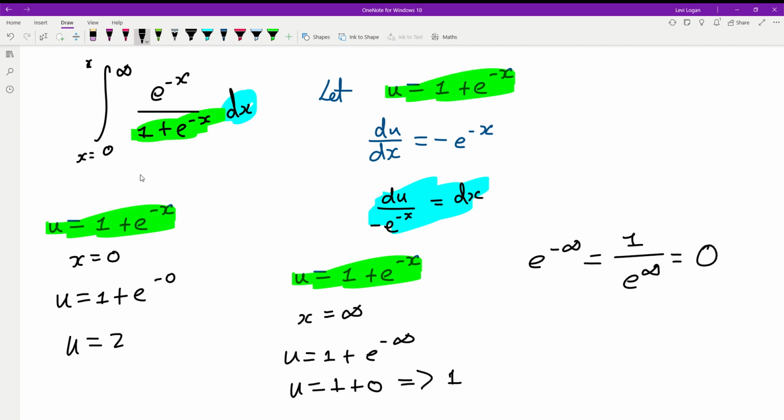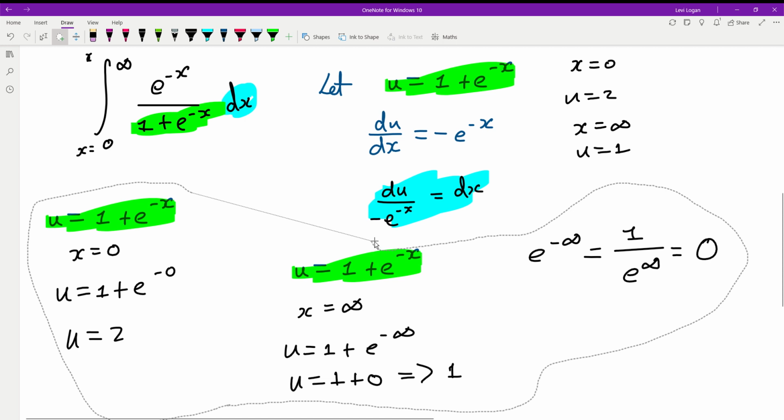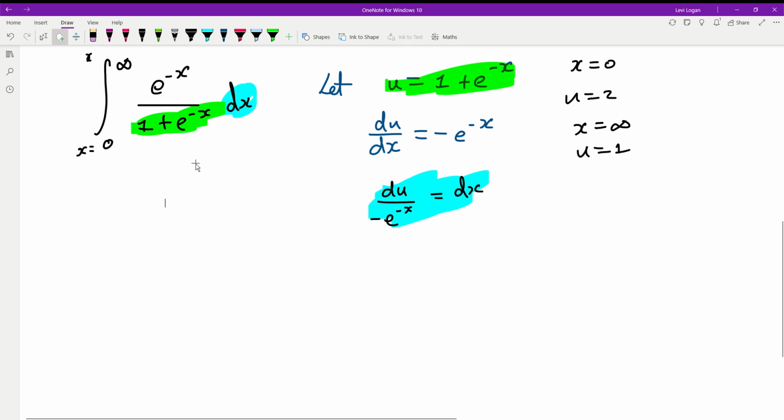So when we make this substitution, and we have run out of room, let's just keep the bounds. So we have x equals 0, u equals 2, and when x equals infinity, we have u equals 1. Let's just rub the rest of this out because we've actually run out of room. Here we go. Let's get rid of this. Delete.